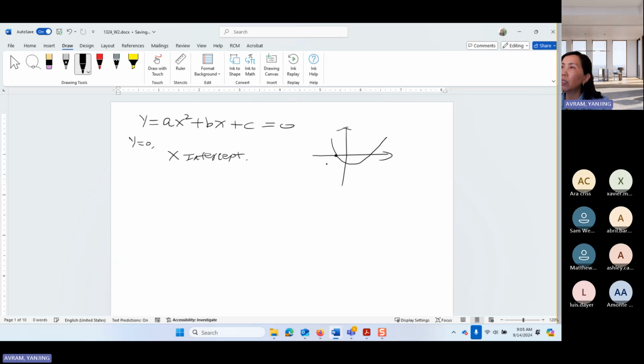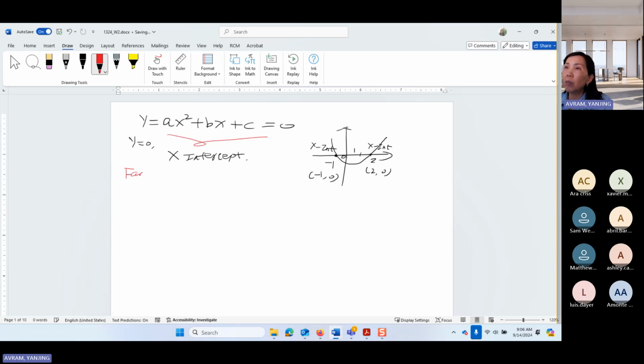I have 2 x-intercepts. Maybe this is -1, maybe this is 2, right? So the point here will be 2 and 0. The coordinate here will be -1 and 0. And this is called the x-intercept, okay? And this one is an x-intercept in here. And for the x-intercept, we have several ways to find it. We can make this whole thing equal to 0.